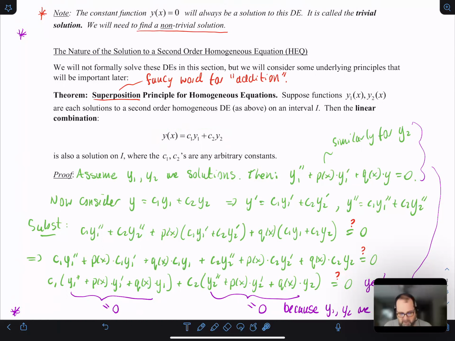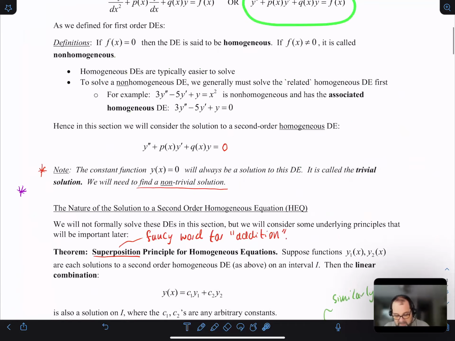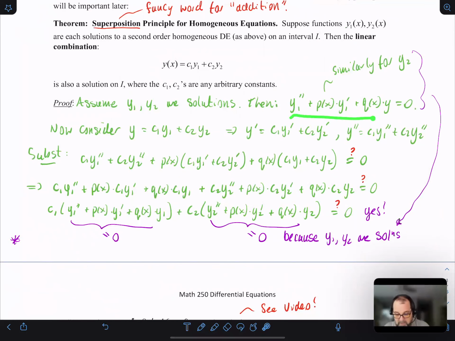Assuming that y1 and y2 are solutions, it means if you plug them into a general homogeneous differential equation, like this one here, you get 0 when you're done. If you substitute them in and evaluate, you would get 0. So this is true for y1 and y2.